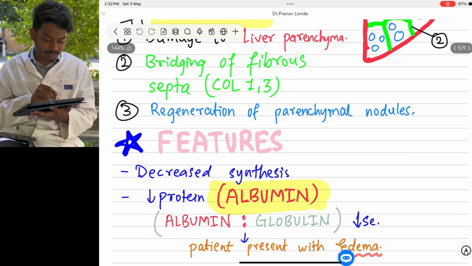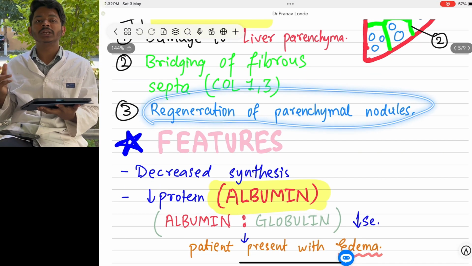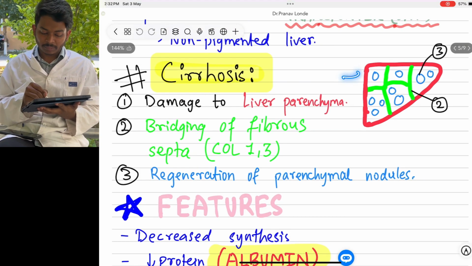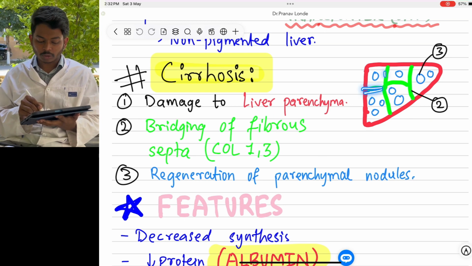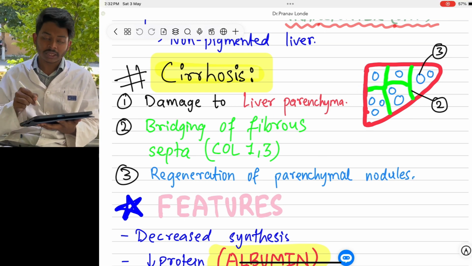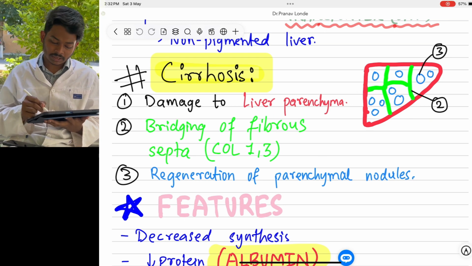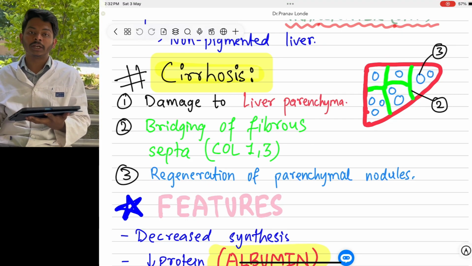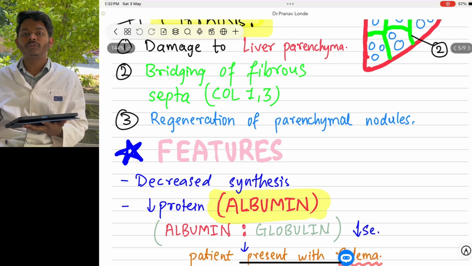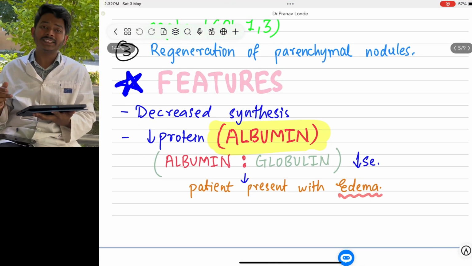And third, there will be regeneration of parenchymal nodules. Simple. There will be damage to the liver. There will be collagen accumulation. The collagen will try to repair the liver. There will be fibrous septa formation, the bridging of it, and regeneration nodules. We can see these small nodules. These are called regeneration nodules. These are the basics of cirrhosis. Next are the features of this cirrhosis.